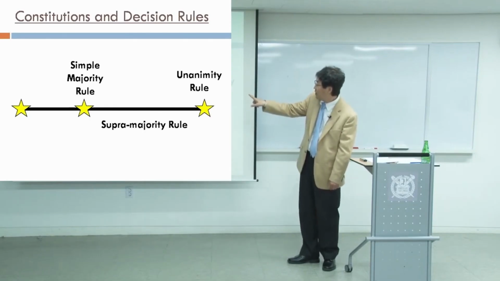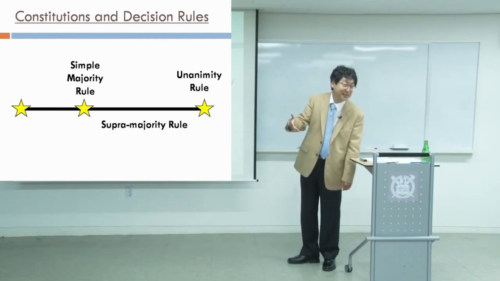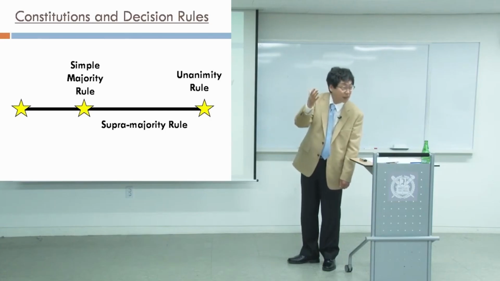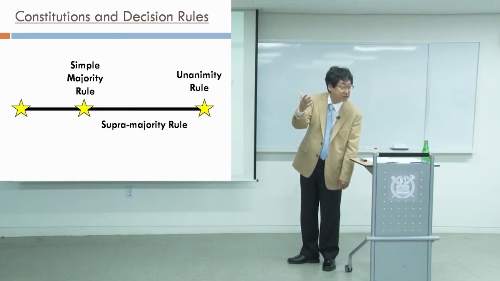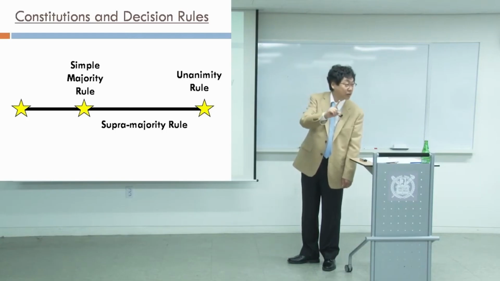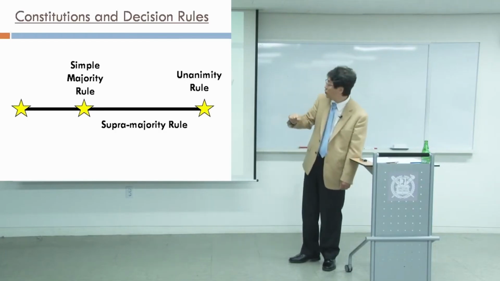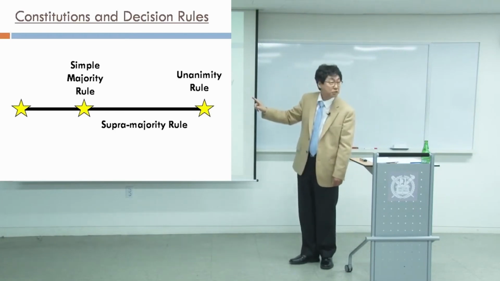Theoretically, a sub-majority rule is possible. You can pass something with less than a simple majority, but it's rarely used. And if you think about it, it is sort of a dictatorial or authoritarian system, because if you can pass anything with one vote, then one dictator can change anything, right?